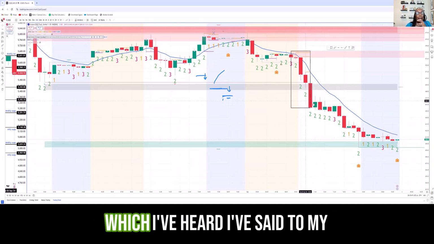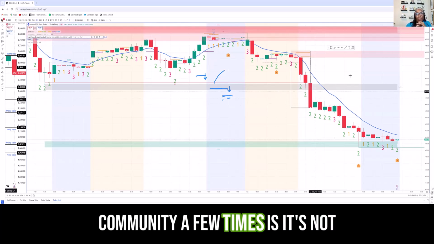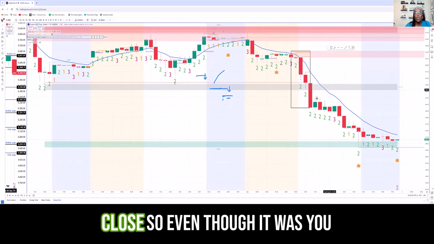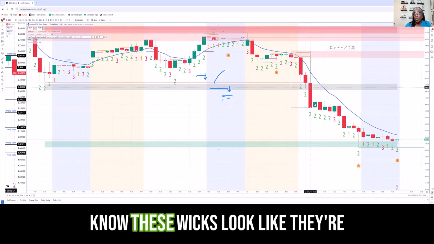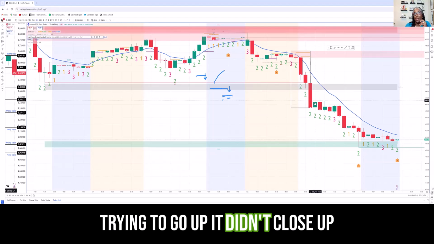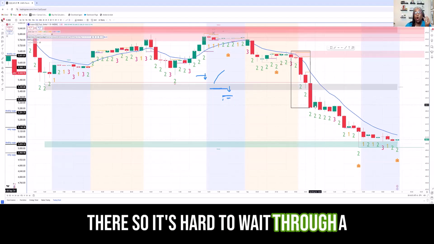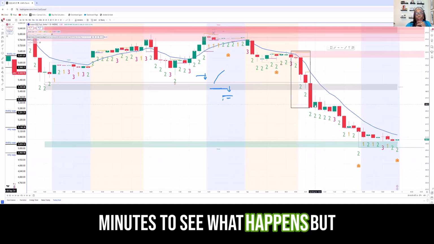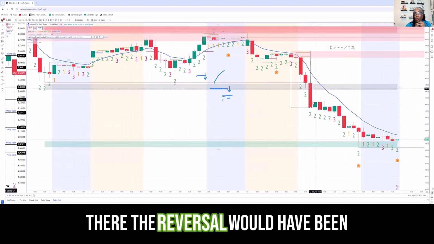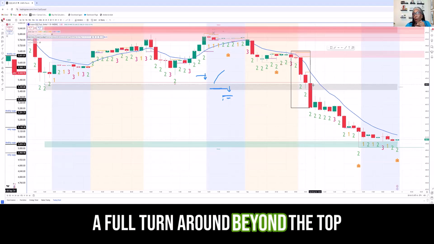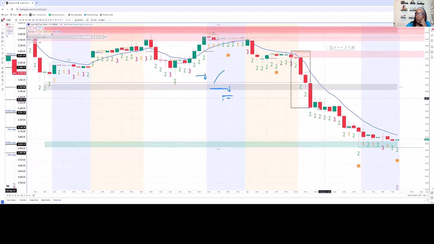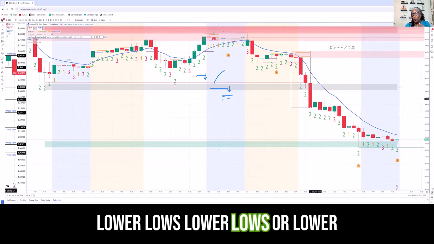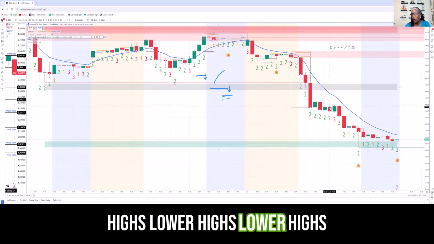One of the things I heard a guy say, which I've said to my community a few times, is it's not where it goes, it's where it closes. Even though these wicks look like they're trying to go up, it didn't close up there. It's hard to wait through a candle though, for these 30-minute candles, to wait through a whole 30 minutes to see what happens. But these candles couldn't get back up there. The reversal would have been a full turnaround beyond the top of this one, and that didn't happen. This next candle went lower than this. So you got lower lows, lower highs, lower highs.